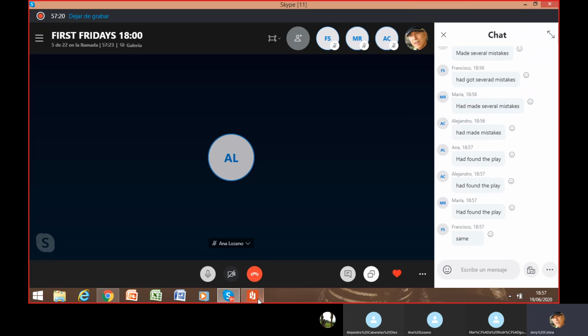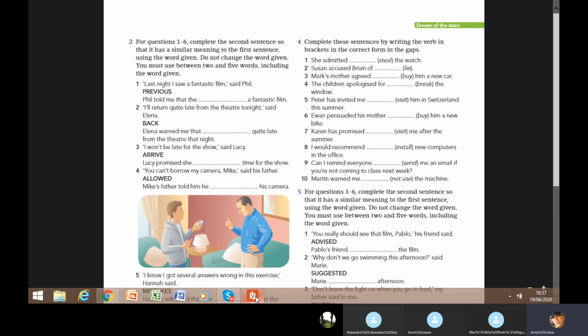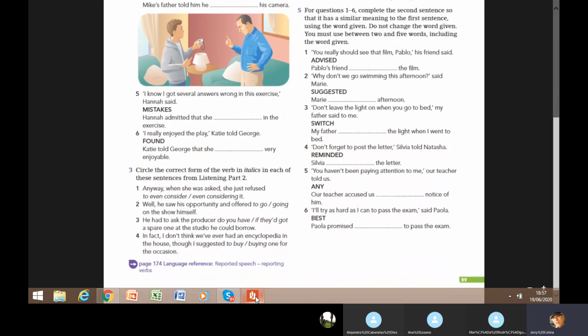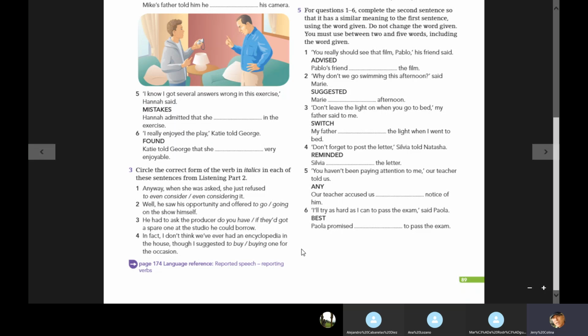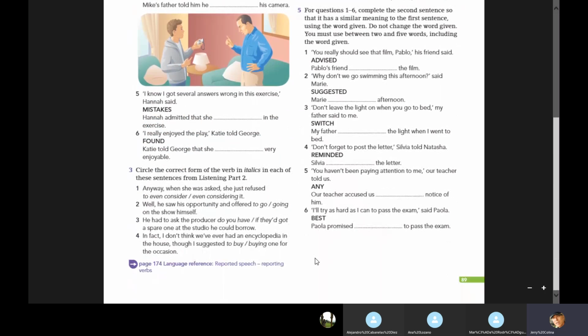Exercise 3. Let's go to the next exercise. It's a different format, but we continue with the same topic. Circle the correct form of the verb in italics in each of these sentences from listening part 2. They are 4 sentences, right? So you have to circle or underline the correct one. When you finish, send me a little message.